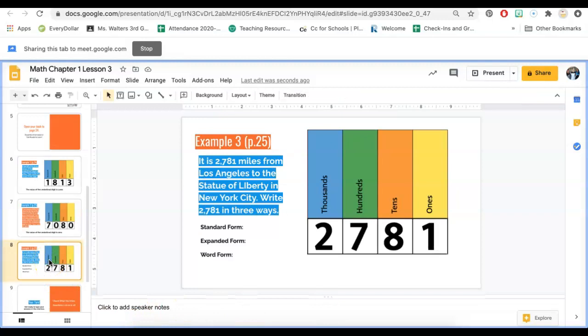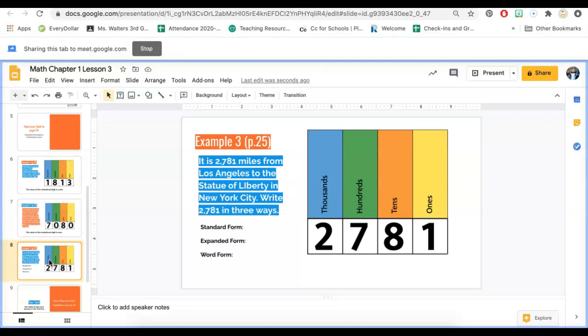Let's take a look at example number 3 on page 25. It's near the bottom, and it says that numbers can be written in different ways. Standard form shows only the digits or only the numbers. Expanded form shows the sum of the value of the digits, so it shows it stretched out. And then word form uses words.